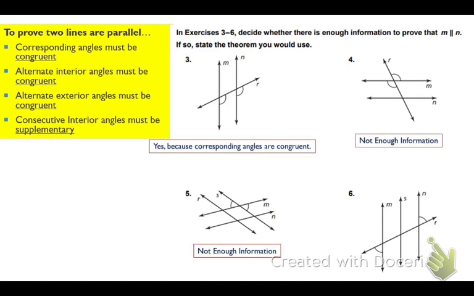And then number 6, we have these two angles marked congruent. What relationship do they have? Alternate exterior. And they're marked congruent. So are alternate exterior angles congruent? Yes. Is that enough to prove the lines are parallel? Yes. So you'd say yes because alternate exterior angles are congruent.